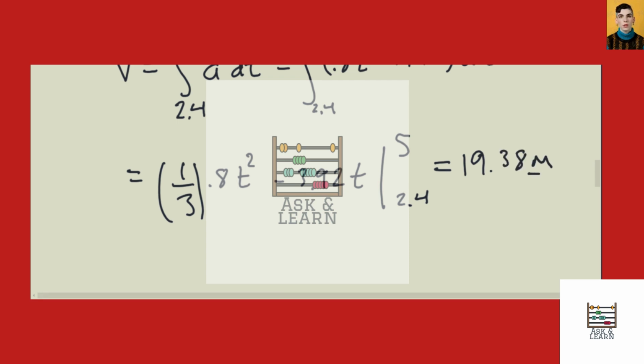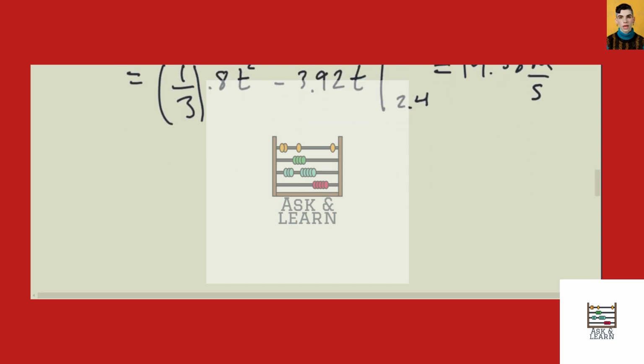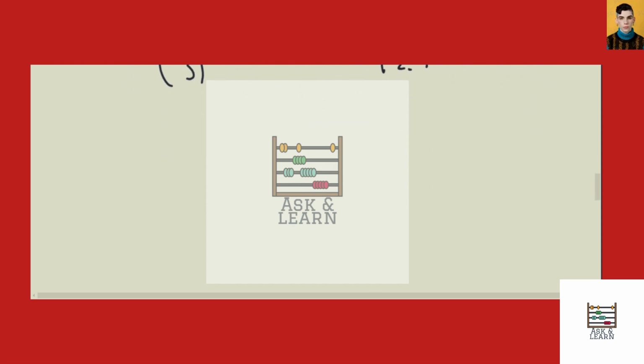So then when we plug this in, we get, for the initial velocity, which is v1, 19.38 meters per second. So now that we have the initial velocity, we can find the final velocity from our equation we found, which is 2 times v1, which we found, 19.38. And so for v2, we get 38.76 meters per second.